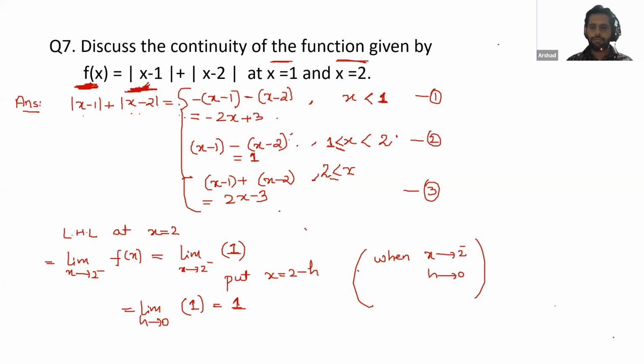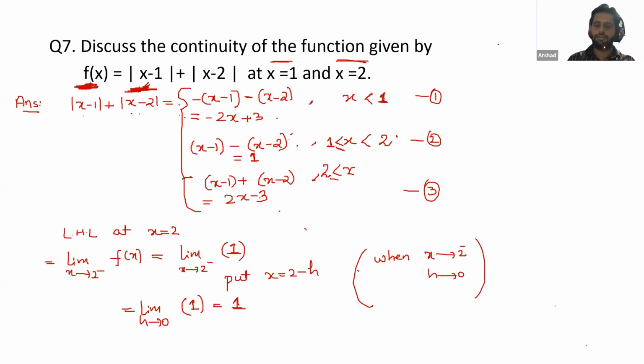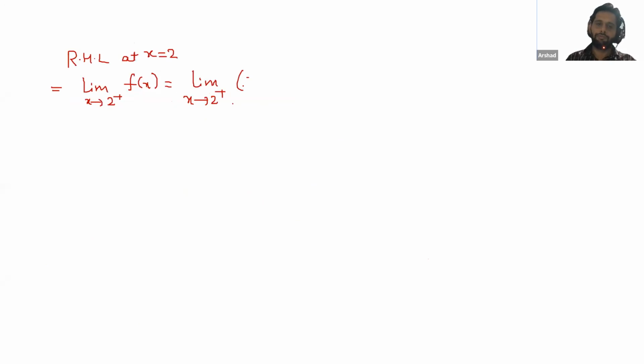Now next, we need to find RHL, RHL at x is equal to 2. So we will write it like this: limit x tends to 2 plus f(x). 2 plus means we are approaching from the right side. That means the value is slightly greater than 2. That's why we will take the third function, 2x minus 3 here.